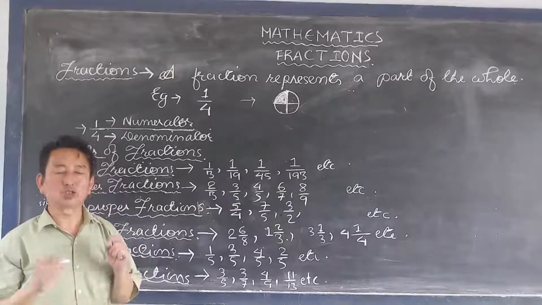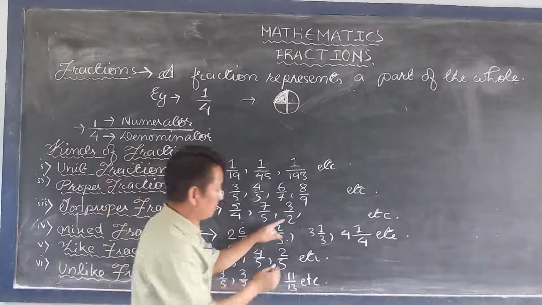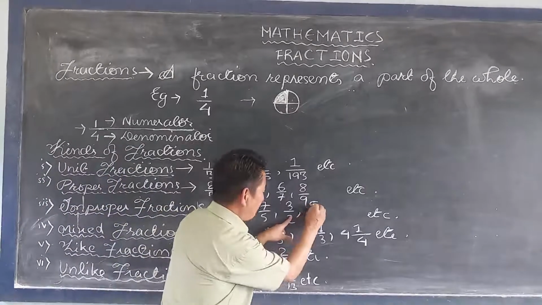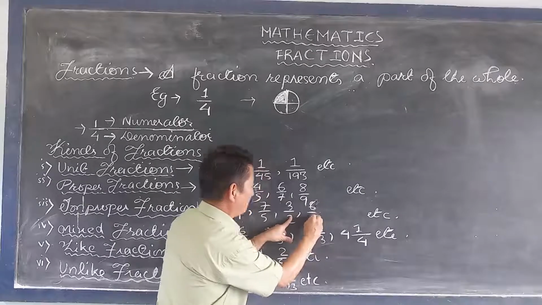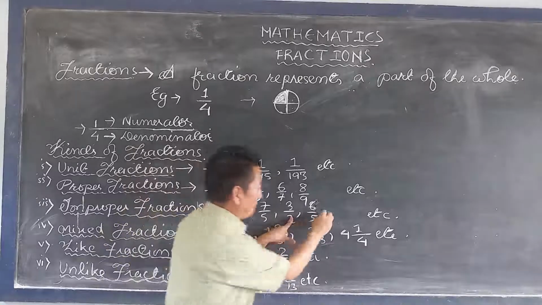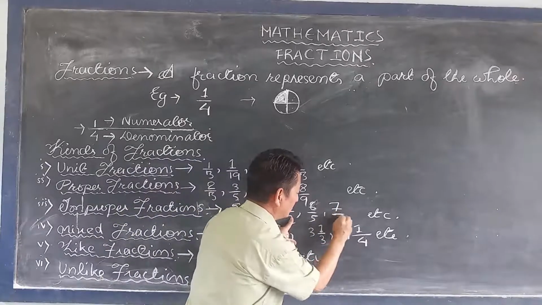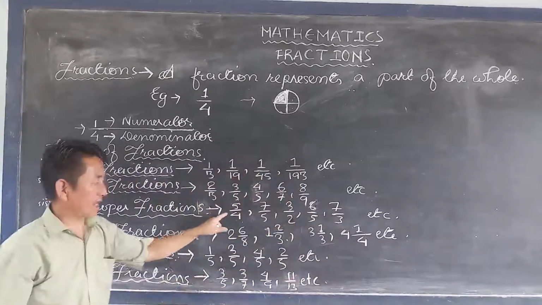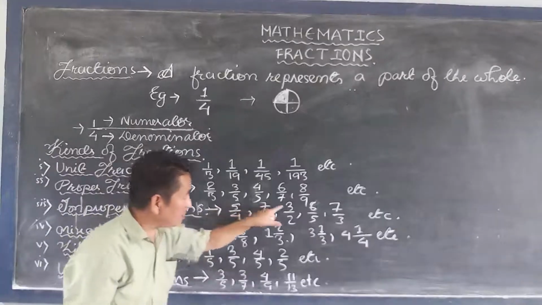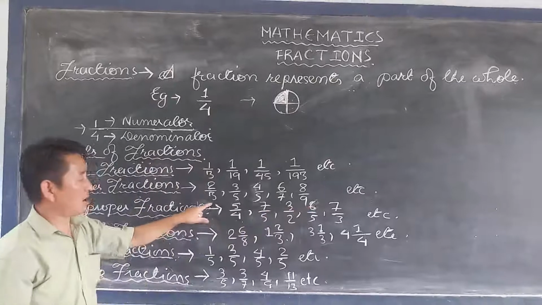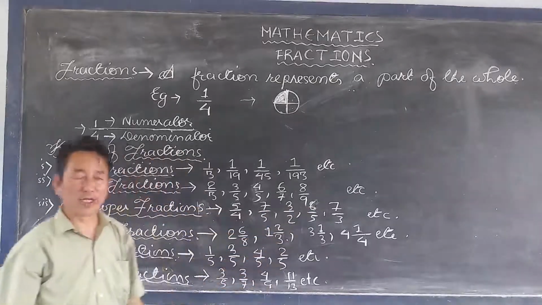Can you tell me some more examples here? 6 by 5. 7 by 3. All these fractions are improper fractions. As you can see here, the numerators are more than the denominators.